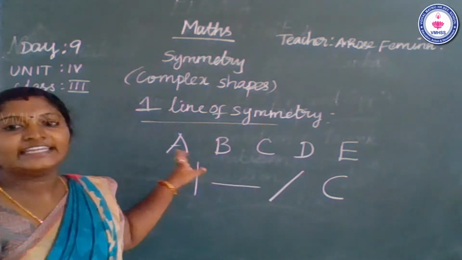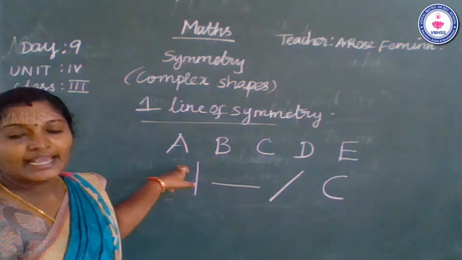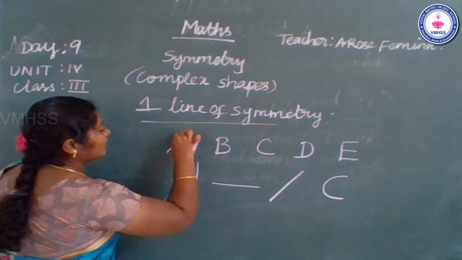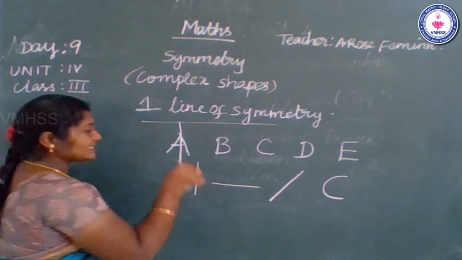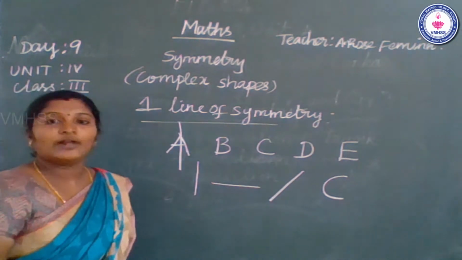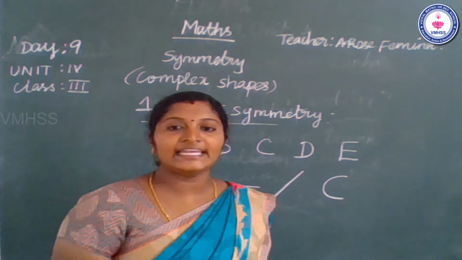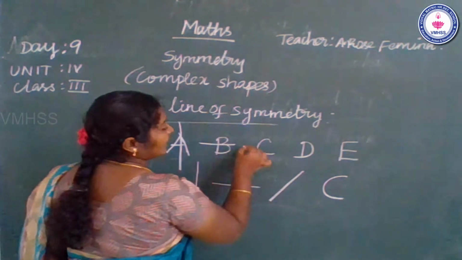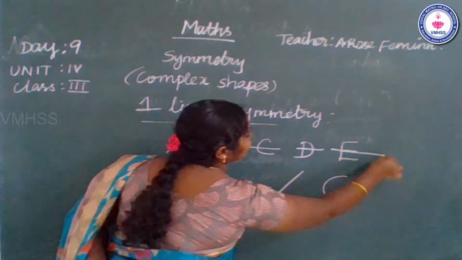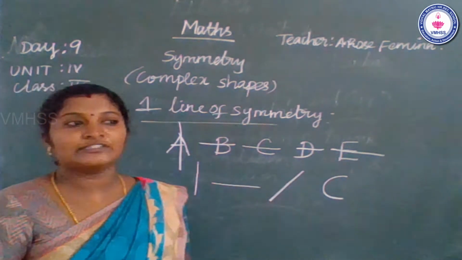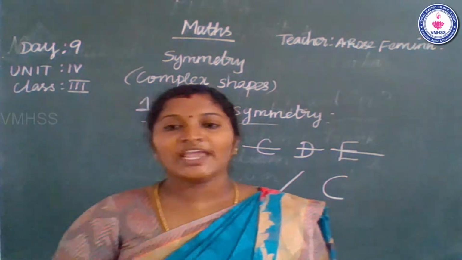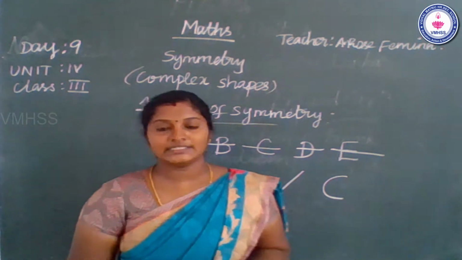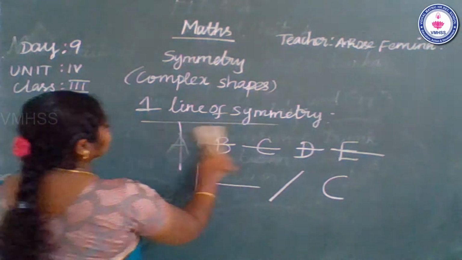So, first letter A. A has a vertical line of symmetry. The letter A has a vertical line of symmetry. Listen. While B, C, D, and E have a horizontal line of symmetry. This is a horizontal line. D and E, these are the horizontal line of symmetry. Listen. So J, K, L, N and P have zero lines of symmetry.